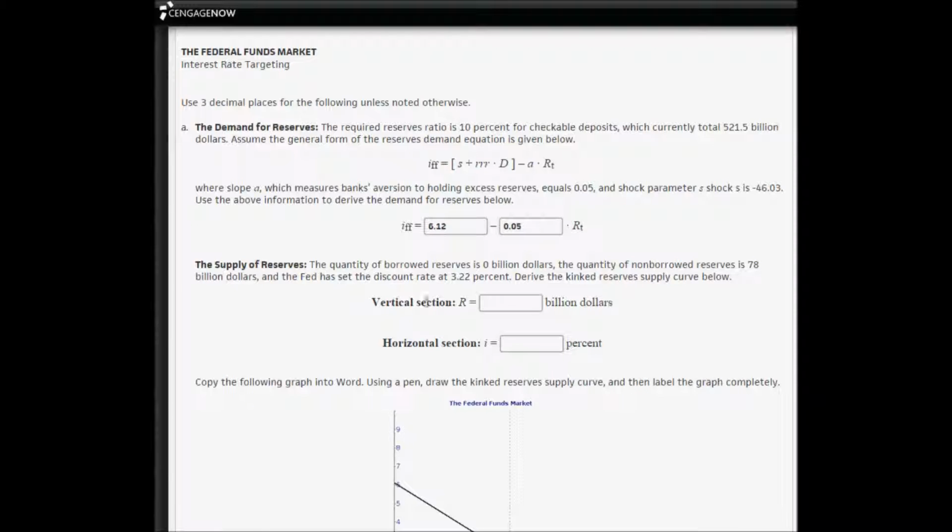The vertical section is the sum of barred reserves, $0 billion, and non-barred reserves, $78 billion. The horizontal section of the supply curve is the discount rate, 3.22%.